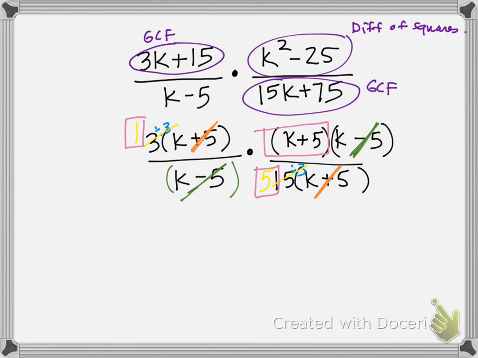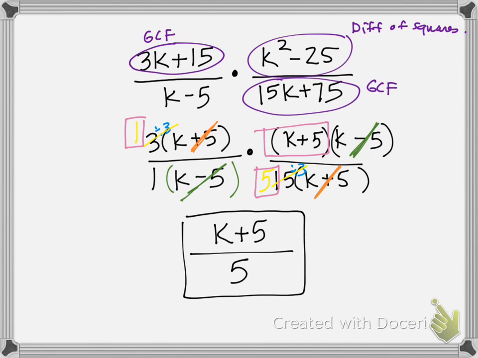So now I need to multiply straight across. 1 times k plus 5 is just k plus 5. In my denominator, I just have 1 times 5, which is 5. So this would be my simplified answer.